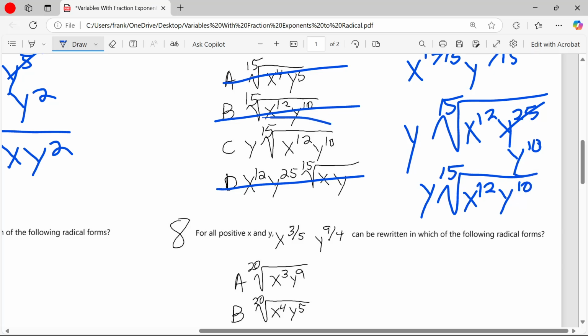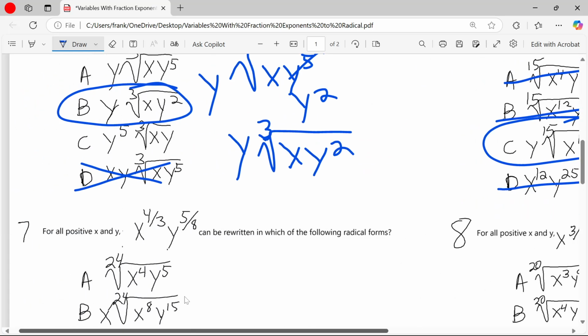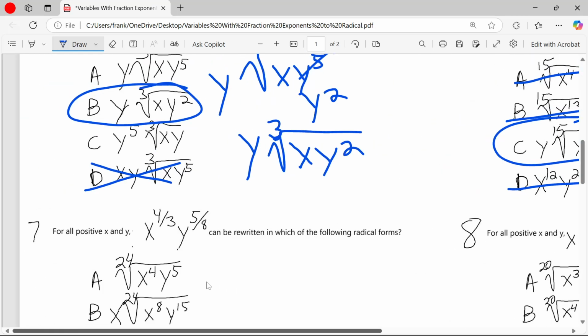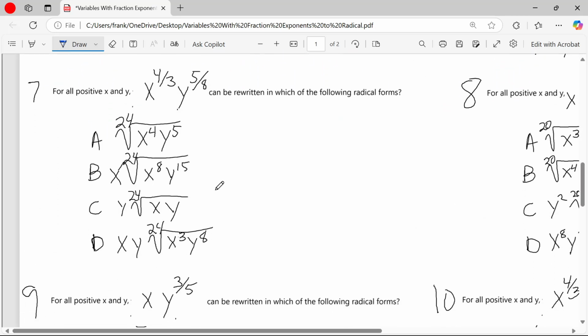And verifies that C is the answer on test day. No reason to do all that because only one had the right variable outside the radical.